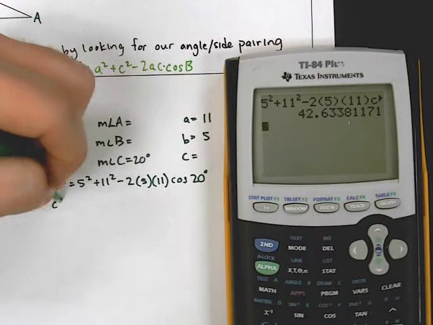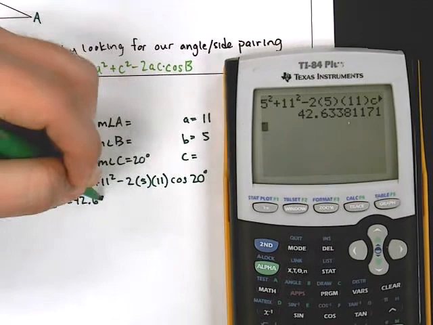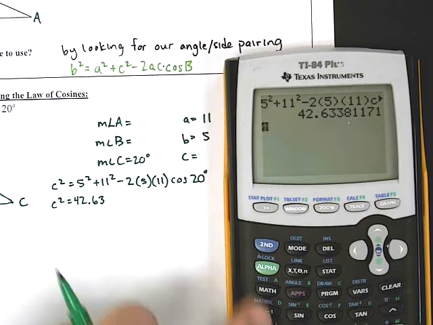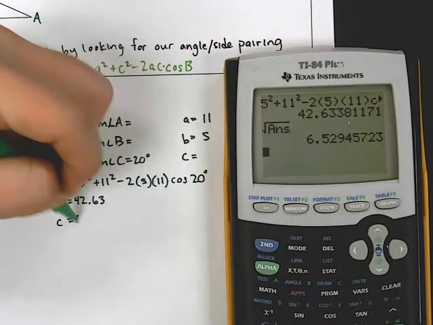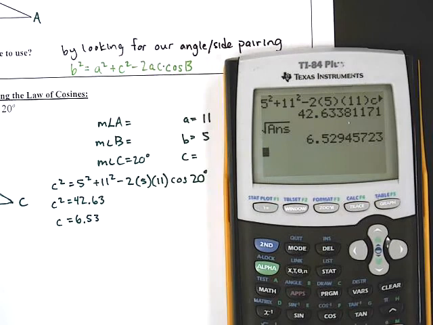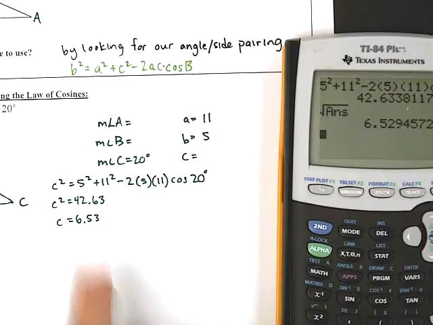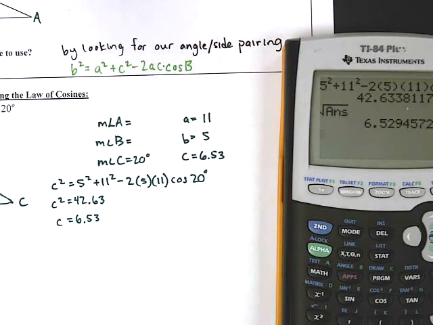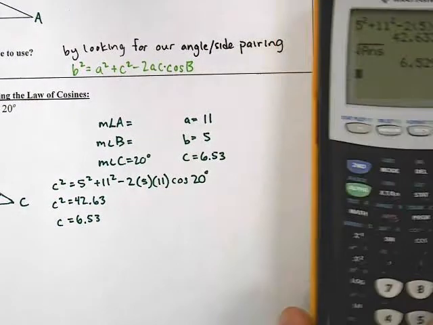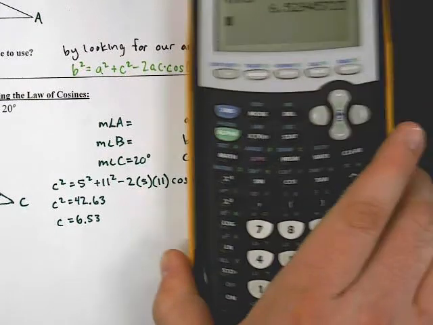Okay, so, last thing we need to remember here is that this is C squared. So C squared is about 42.63, and when I square root this answer, I get that C is equal to 6.53. Now, for writing an answer down, I want it to 2 decimal places, 6.53. That's awesome. I need to teach you a new function on your calculator, or hopefully some of you know about it, but we might as well use this if we can.